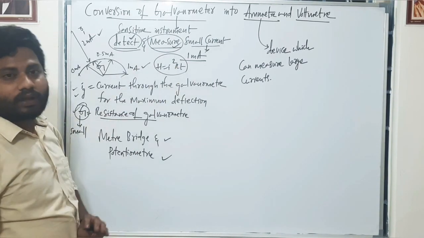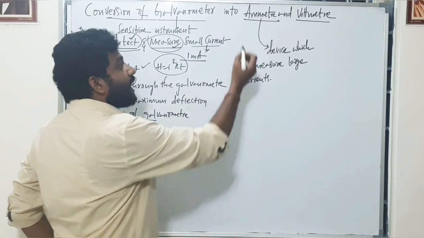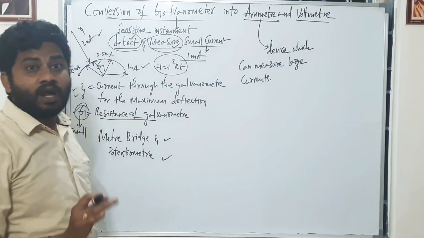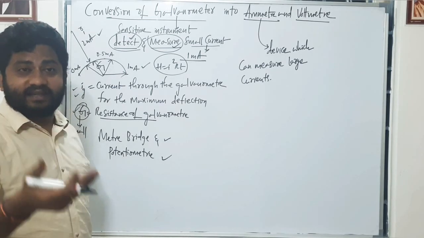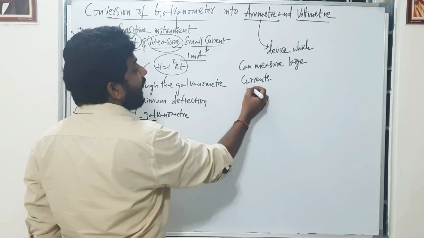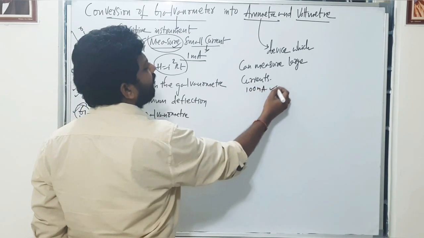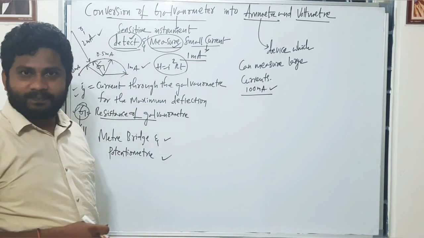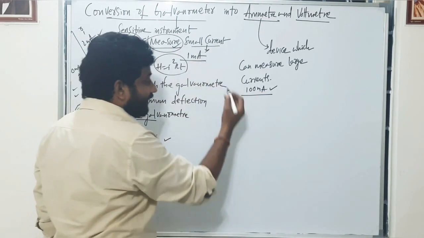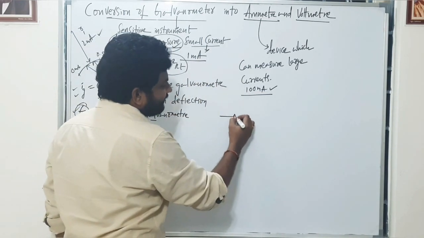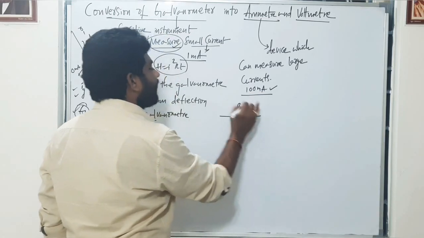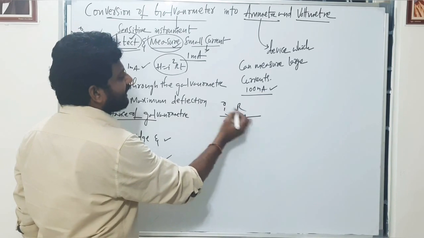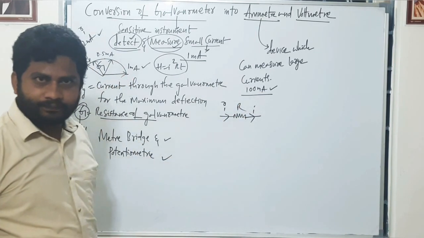Okay, now come back to the ammeter once again. Ammeter is a device which can measure a large amount of current. For example, if I want to measure some 100 milliamperes of current, the device I should use is an ammeter. For example, I have a resistance in an electric circuit, and I want to find the current passing through this resistor.